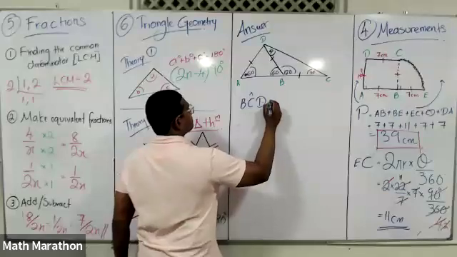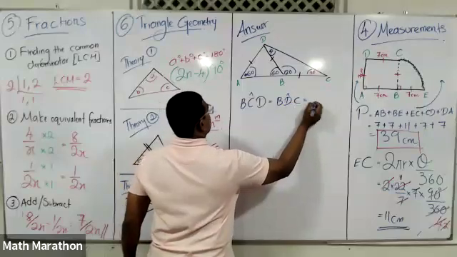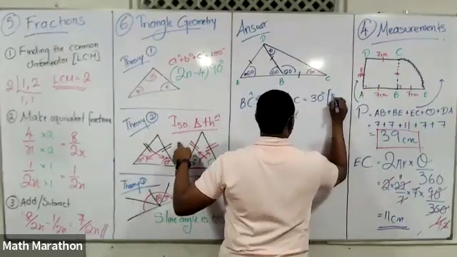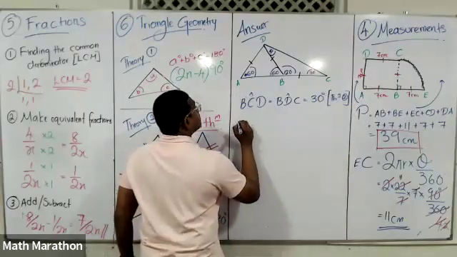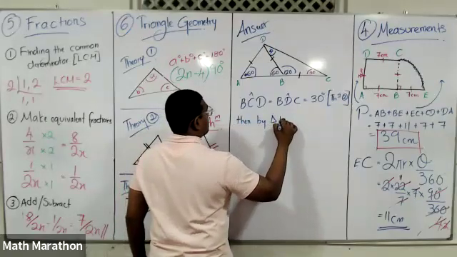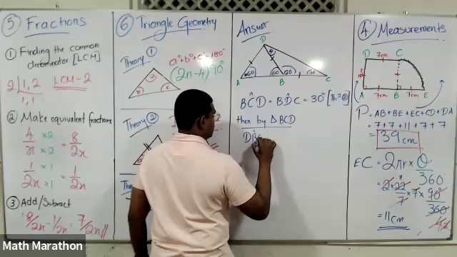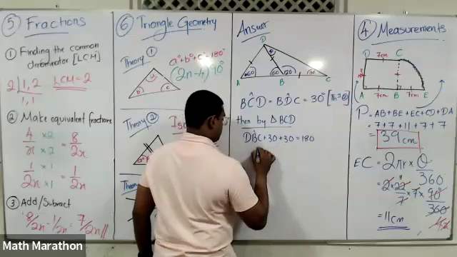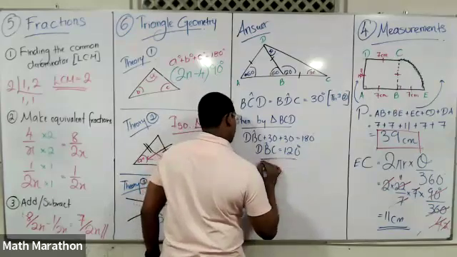Angle BCD equals angle BDC equals 30 degrees. Why? By theorem 2. Isosceles triangle here. Okay. Then by triangle BCD, DBC plus 30 plus 30 equals 180. Therefore, DBC equals 120 degrees. Done.